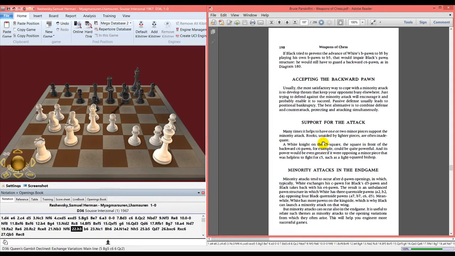Yeah, just go ahead and make sure that you understand that part about the support for the attack. Like, if you had a minor piece, and what they're talking about is on a dark square on c5, that would be the best way, because a light square they wouldn't be able to get. Light square bishop, they'd never be able to remove that knight sitting on a dark square. And I believe C5 is a dark square.